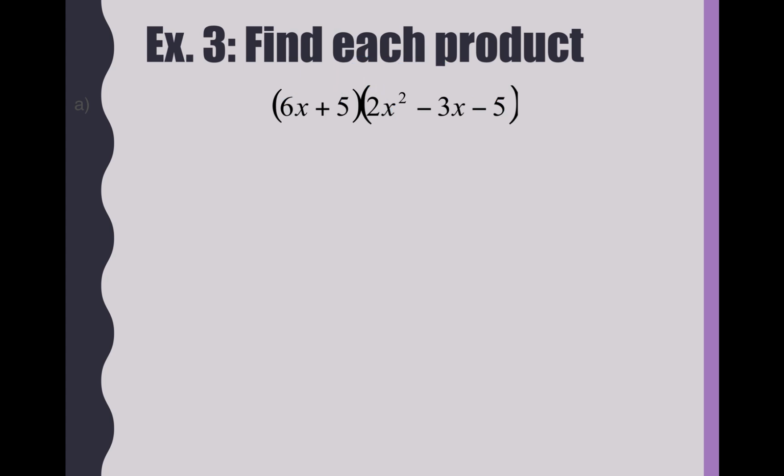You can only do the FOIL method if it's 2 terms by 2 terms. In this case, because this is 2 terms by 3 terms, we're going to do the horizontal method.